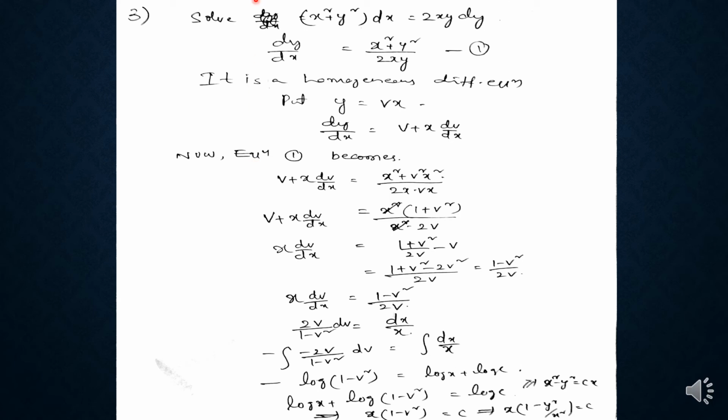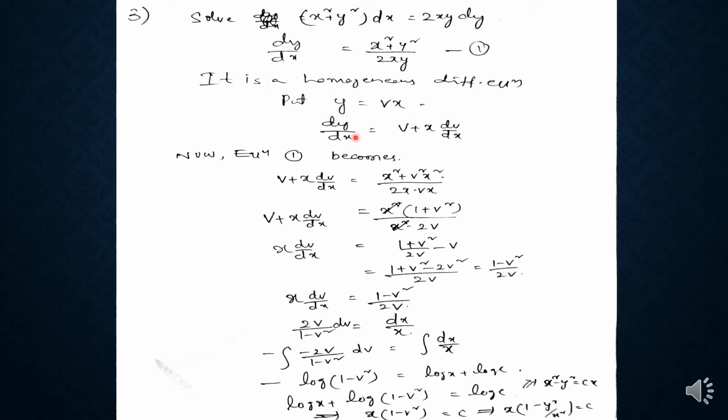So once again see this problem. We have given the differential equation to solve: x square plus y square dx is equal to 2xy dy. Now write the equation in the form of dy by dx is equal to some f of x comma y. So here dy by dx is equal to x square plus y square by 2xy. It is a homogeneous differential equation. After confirming the given equation is homogeneous, substitute y is equal to vx.